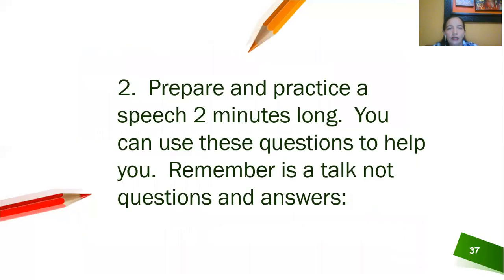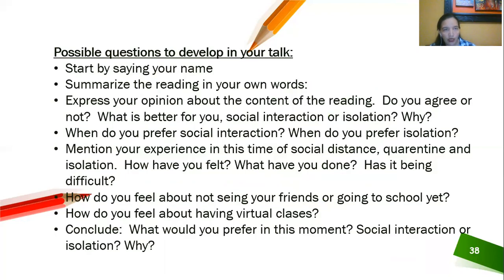After you read the text, you are going to prepare and practice a speech 2 minutes long. Okay, but what is the speech about? You can use the following questions to help you do the speech. But remember that it's not question and answer that you're going to do. These questions can help you, but it's a speech, not an interview. Okay, possible questions or things to help you.